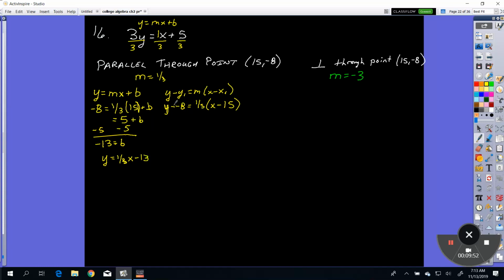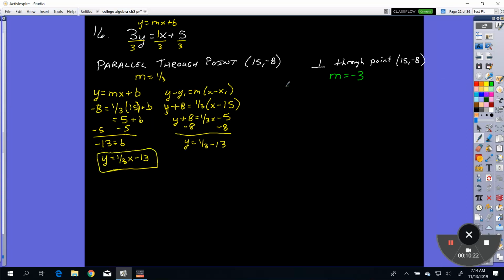If I do this one, that makes a plus 8. So y plus 8 equals 1/3 x minus 5. So then I minus the 8 from it. And y equals 1/3 x minus 13. So that's the equation of the line that's parallel.